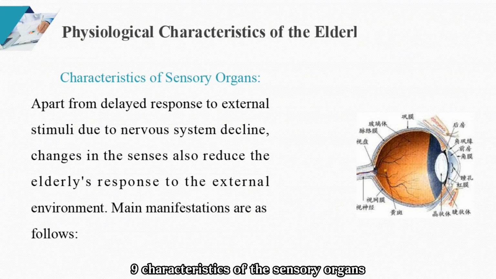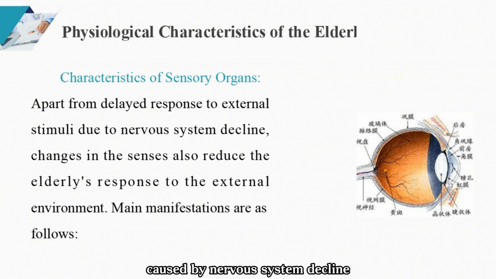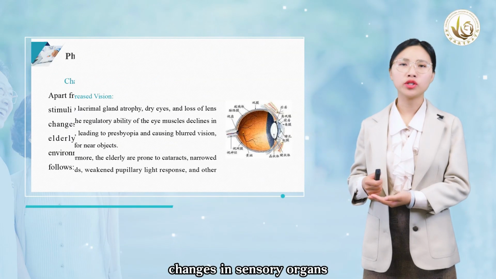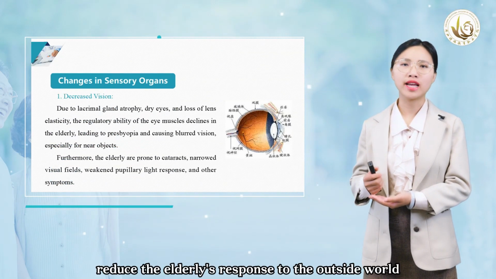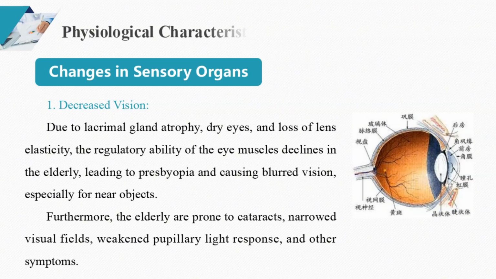Ninth, characteristics of the sensory organs. In addition to the slower responses to external stimuli caused by nervous system decline, changes in sensory organs also reduce the elderly's response to the outside world. The main manifestations are as follows.